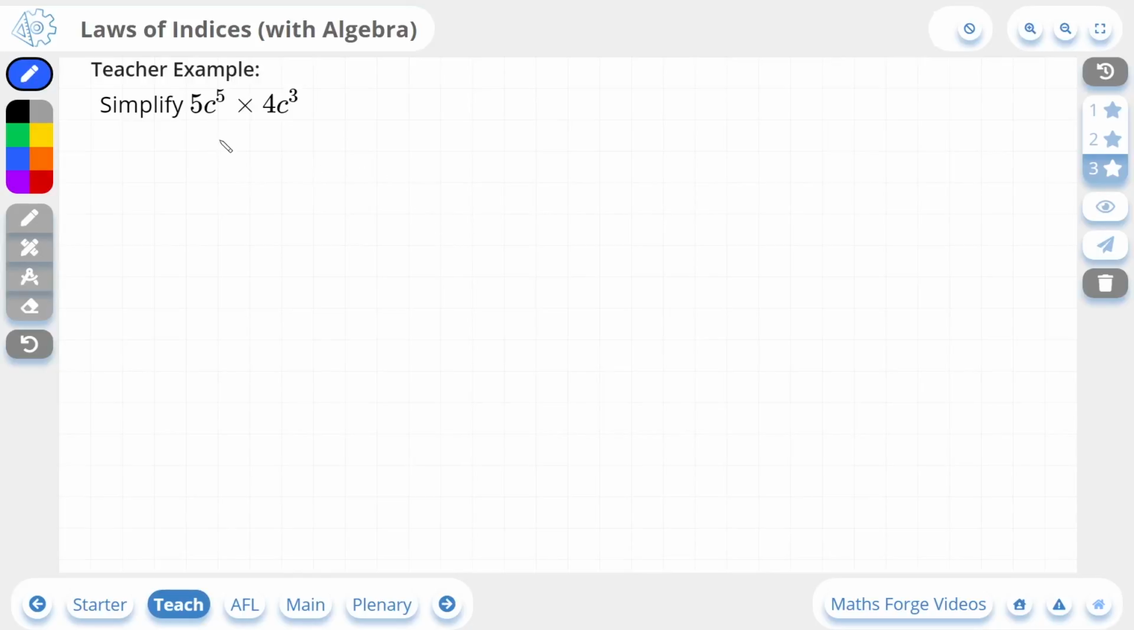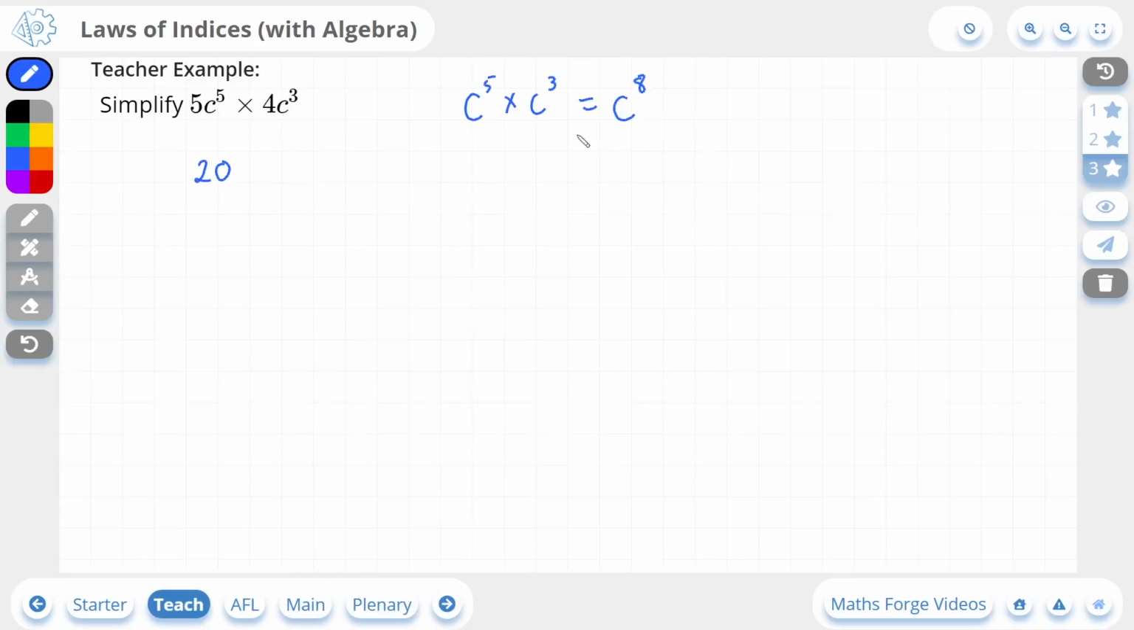Here we're being asked to simplify 5c to the power of 5 multiplied by 4c to the power of 3. So we're going to do 5 multiplied by 4 first, which is 20. Do the numbers first. And then we're going to do c to the power of 5 multiplied by c to the power of 3. Since it's the same base value, it's going to give us a base value of c as an answer, with the powers added together. So 5 plus 3 is 8.